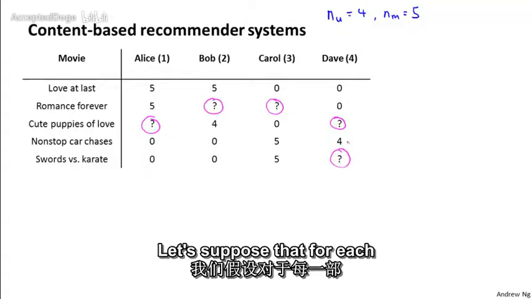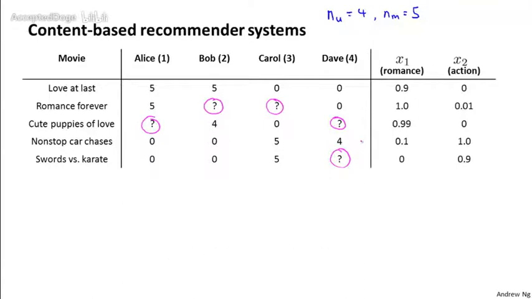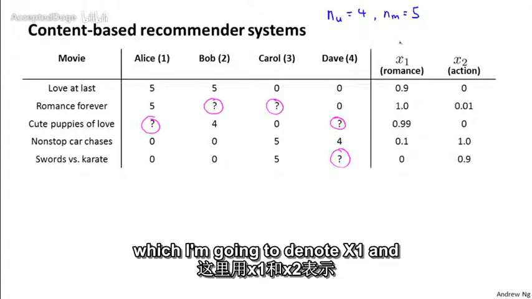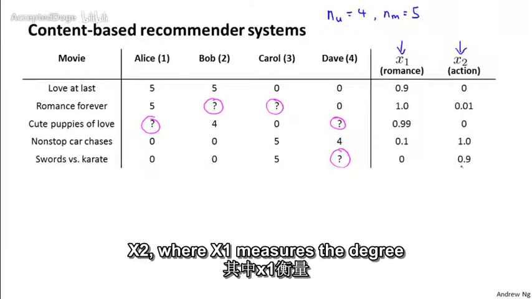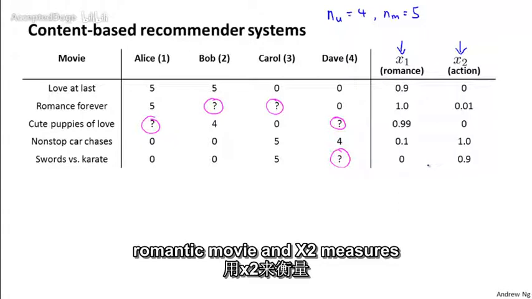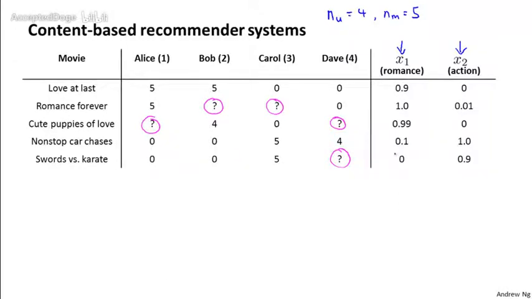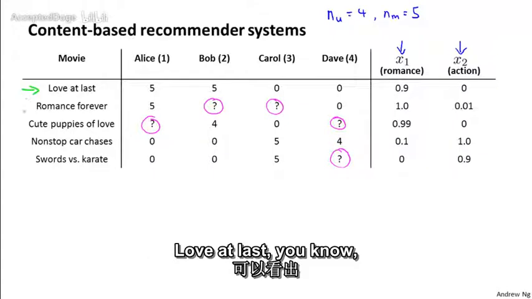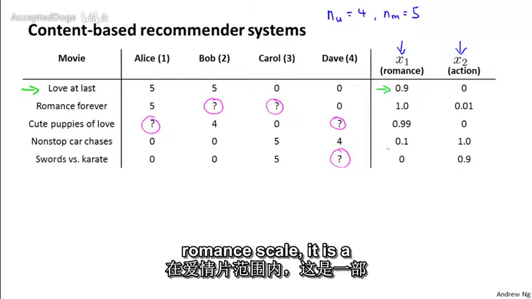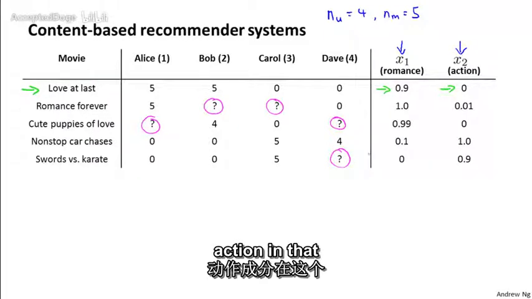Let's suppose that for each of these movies, I have a set of features for them. In particular, let's say that for each of the movies, I have 2 features, which I'm going to denote x1 and x2, where x1 measures the degree to which a movie is a romantic movie, and x2 measures the degree to which a movie is an action movie. So if you take a movie, Love That Lasts, it's 0.9 rating on the romance scale. So it's a highly romantic movie, but 0 on the action scale. So almost no action in that movie.